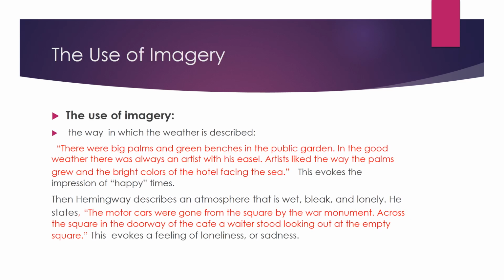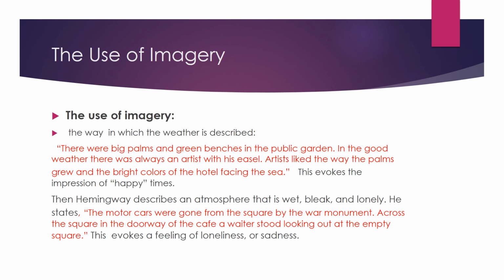One of the most interesting things in Hemingway's writing is his use of imagery. Imagery is the power, the machine of creating imagination. Of course, we have different types of imagery: smelling, tasting, seeing, the imagery of hearing, and so on and so forth. Hemingway was so innovative in using imagery, especially in the way in which the weather is described.